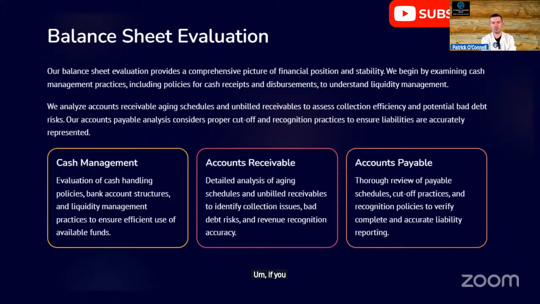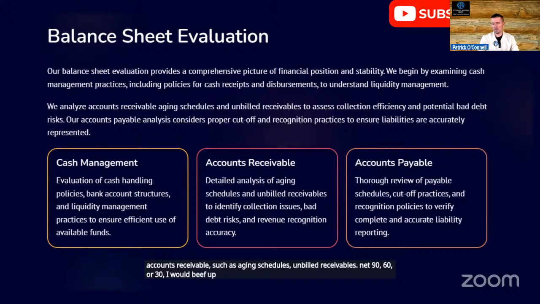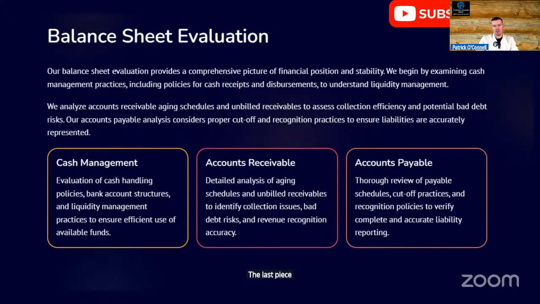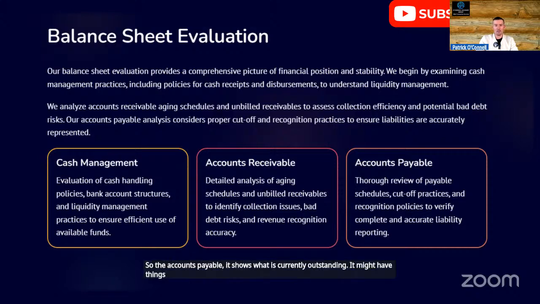If you're not comfortable with the lingo around accounts receivable, such as aging schedules, unbilled receivables, net 90, 60, or 30, I would beef up and do some independent research around some of the terminology. The last piece in the balance sheet is the accounts payable. The accounts payable shows what is currently outstanding. It might have things such as vendor payables.